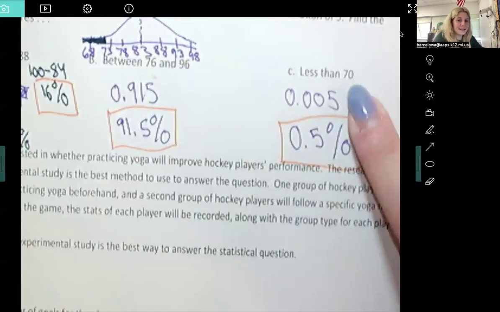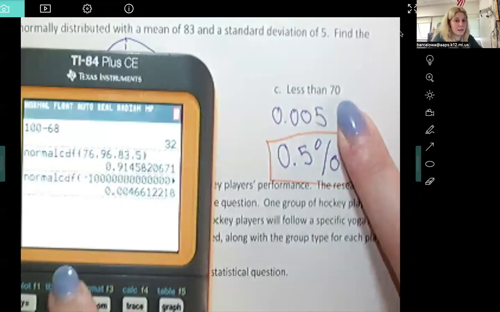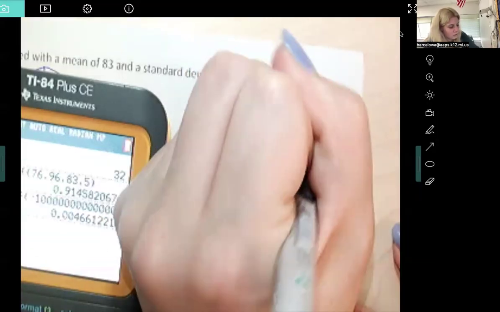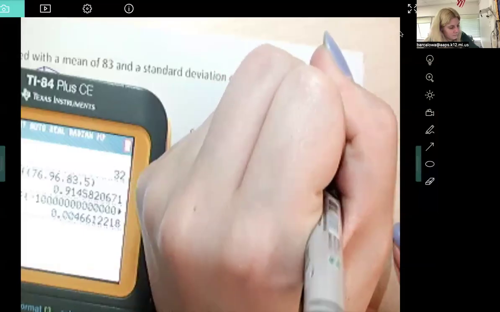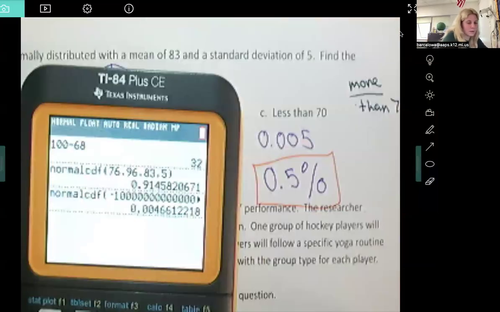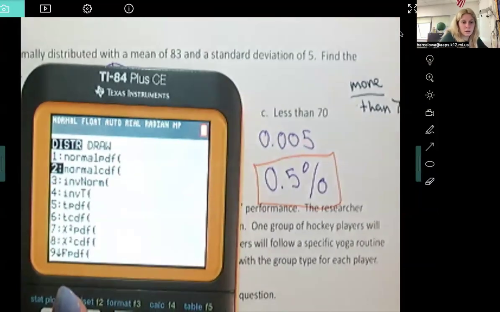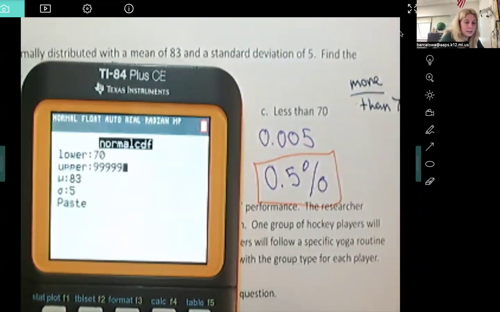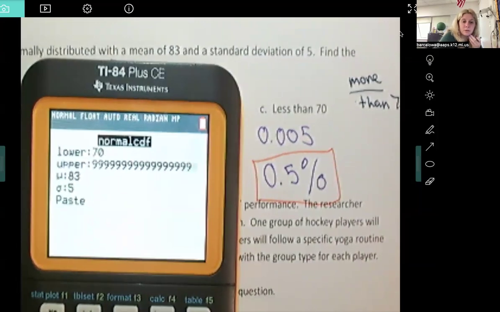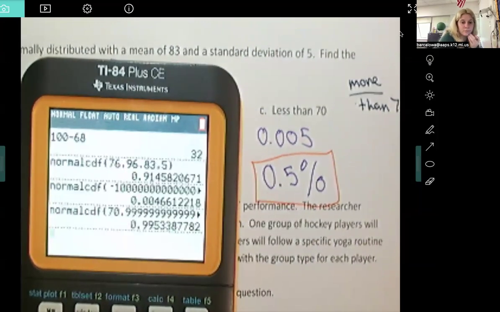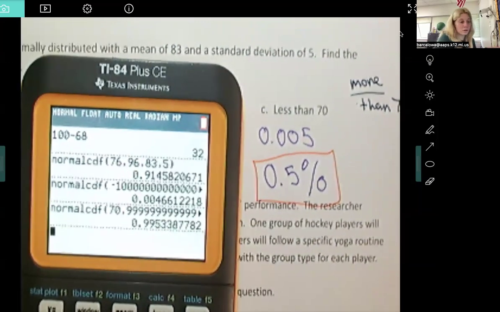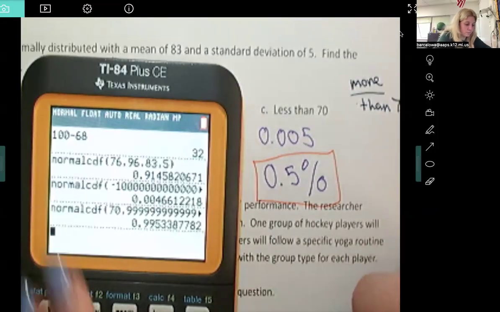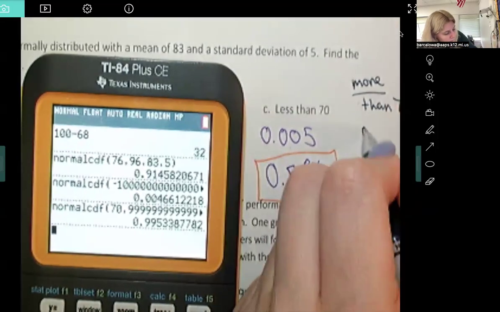If that had said more than 70, let's do one off to the side here. More than 70, I would have had 70 as my lower and some really, really big number for the upper. 995.